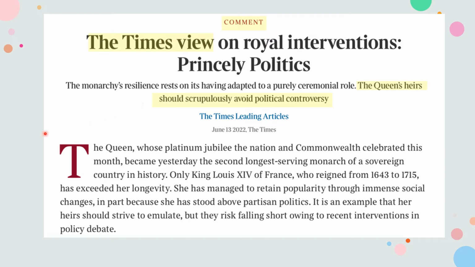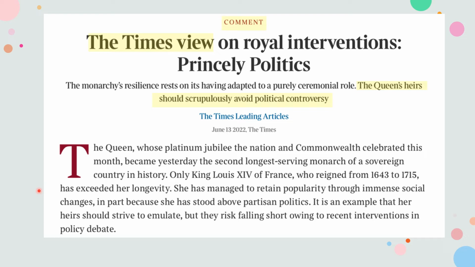They then go on to say, the Queen, whose Platinum Jubilee the nation and Commonwealth celebrated this month, became yesterday the second longest serving monarch of a sovereign country in history. Only King Louis of France, who reigned from 1643 to 1715, has exceeded her longevity. She has managed to retain popularity through immense social changes, in part because she has stood above partisan politics. It is an example that her heirs should strive to emulate, but they risk falling short owing to recent interventions in policy debate.